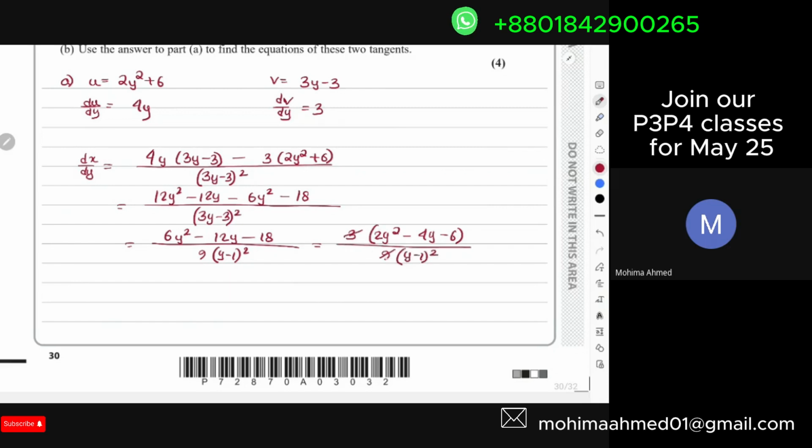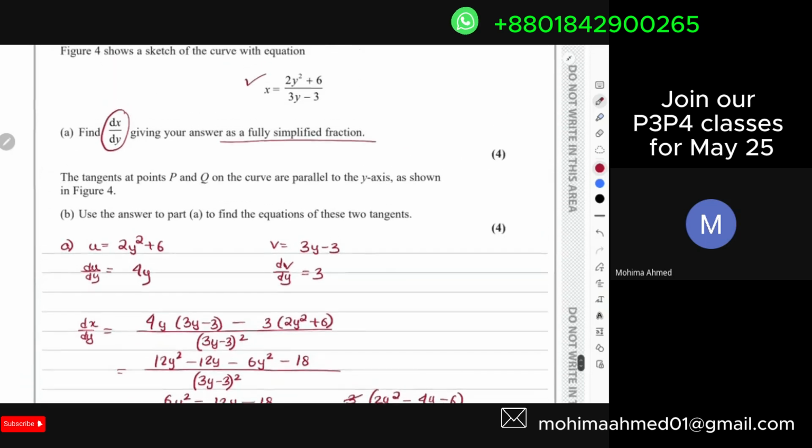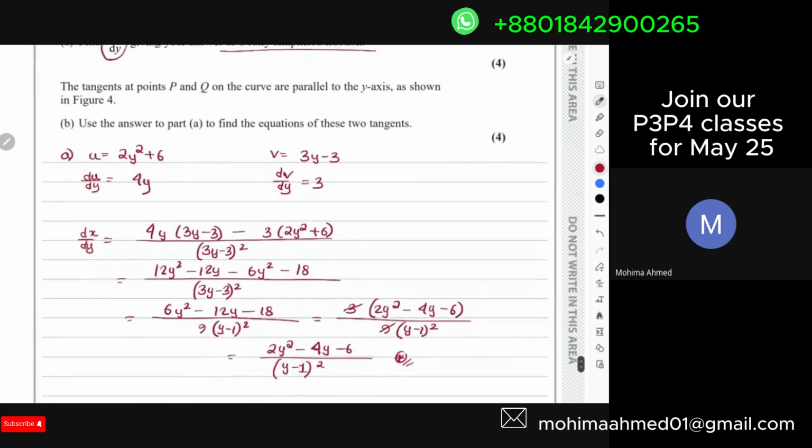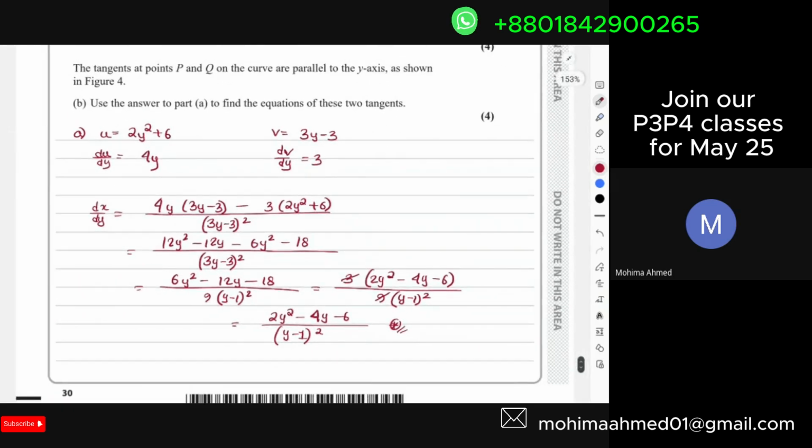So this and this cancel out, leaving you with 2y square minus 4y minus 6 divided by (y minus 1) whole square. Right? I just matched it with the answer. Over here in part A, they clearly stated that your answer should be in this format. Okay, then this is the value for your dx by dy.